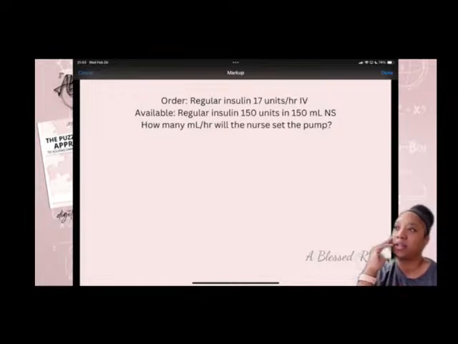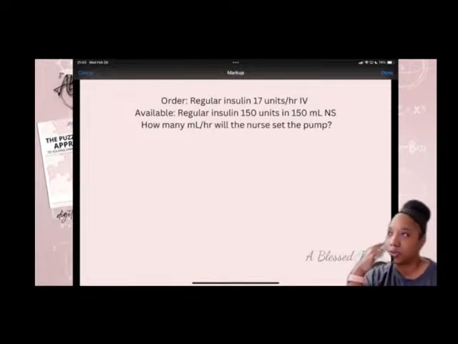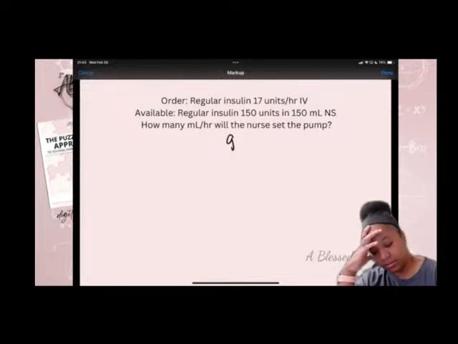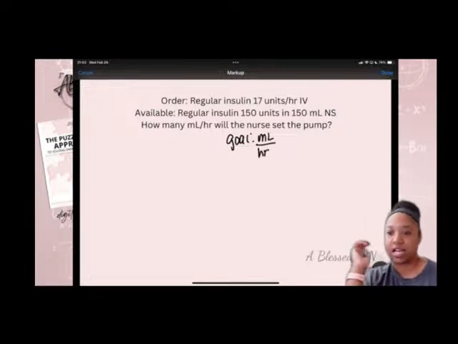Okay, regular insulin, 17 units per hour, IV. Available: regular insulin, 150 units in 150 mLs of normal saline. How many milliliters per hour will the nurse set the pump? Okay, so we're looking for milliliters per hour, right? It's got units in it. Don't freak out because it's not a milligram or a gram.